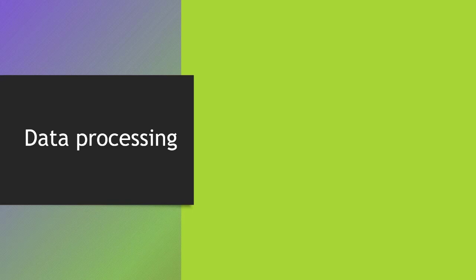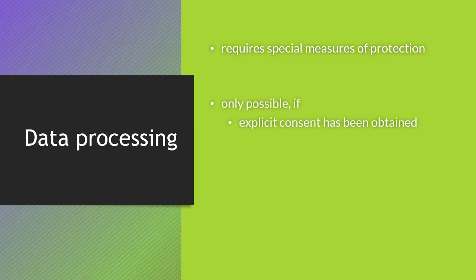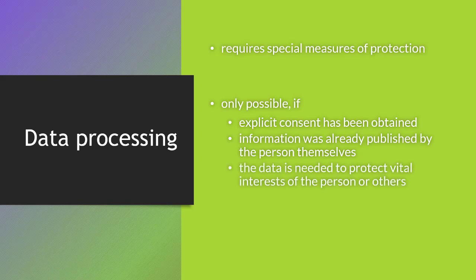Data processing of sensitive data requires special measures of protection. Processing of sensitive data is only possible if explicit consent has been obtained beforehand, if the information has already been published by the natural person themselves, or if the processing is necessary for the protection of vital interests of the person or other persons.